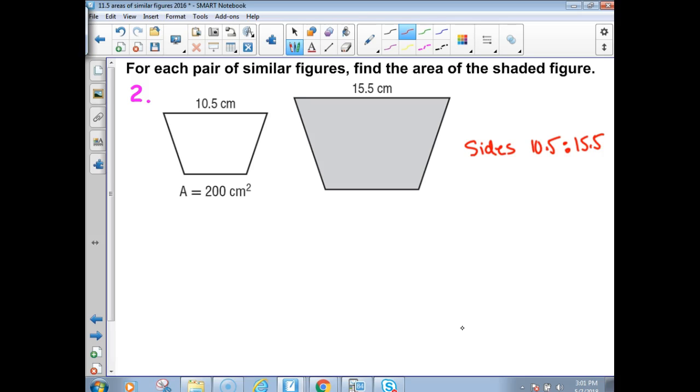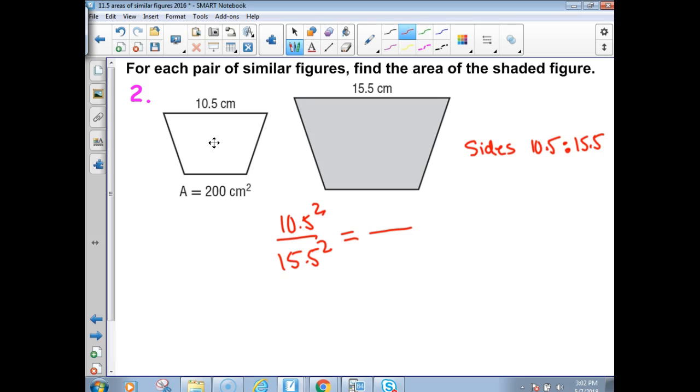All right, but if it asks you for the scale factor, then you would want to do it. Since it's not asking us for the scale factor, I'm just going to go for it. The ratio of the sides would be that, so the areas would be 10.5 squared to 15.5 squared. We can type that on our calculator just like that. Now, where do I put 200? Where'd the 10.5 come from?